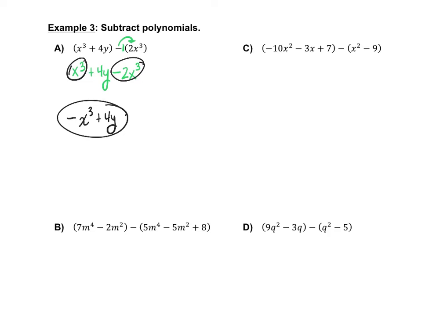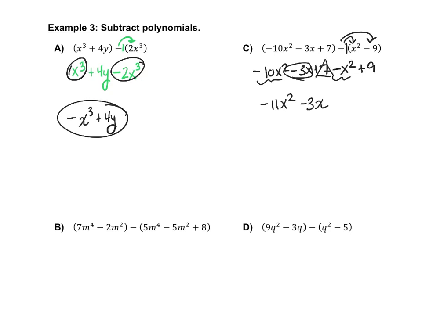Okay, example C. Oh, I'll go to C first. So that's a negative 1, distributing to both terms. It really changes the sign. So it's negative 10x squared minus 3x plus 7. And then notice the x squared becomes negative x squared, and the negative 9 becomes positive 9, because multiplying by negative 1 just changes the sign. So combine like terms, I've got negative 10 minus 1, negative 11x squared. The x is by itself, so minus 3x, and then I have a 7 and a 9, so that's plus 16.